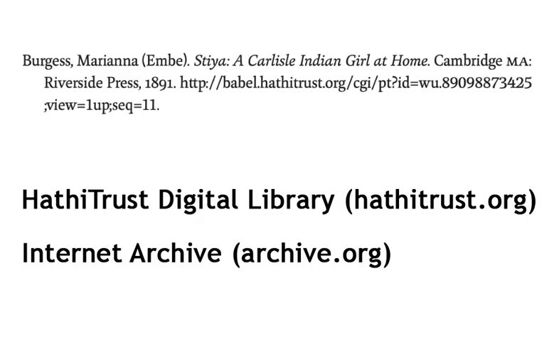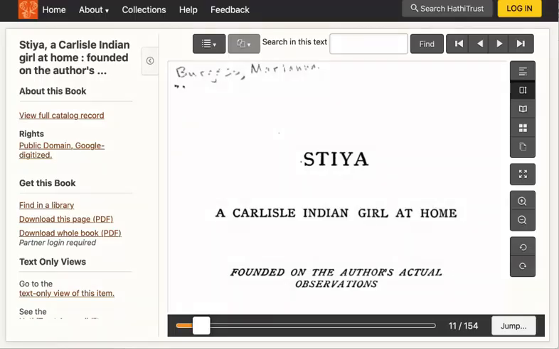HathiTrust Digital Library and the Internet Archive are your two best bets for finding digitized primary resources that are freely accessible online. By following the web page listed by the author, we can find this primary resource is available entirely online for you to read.